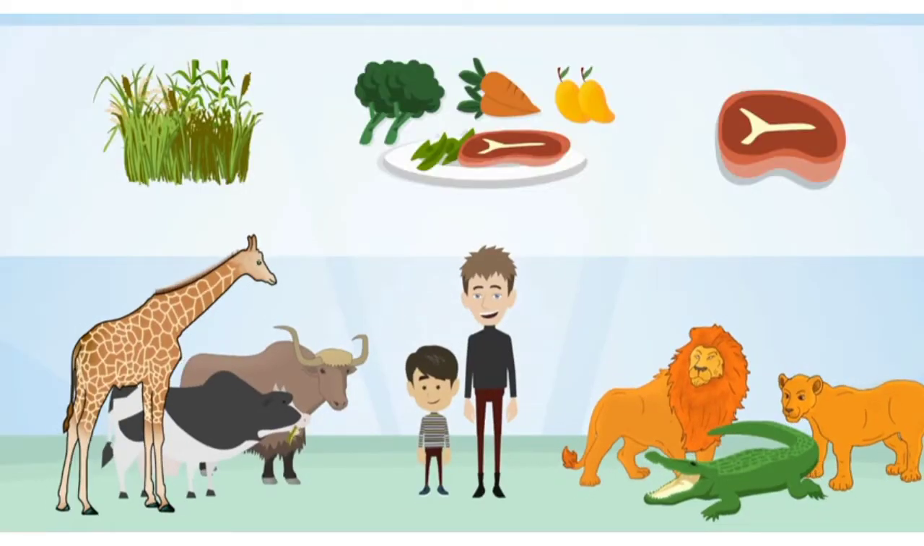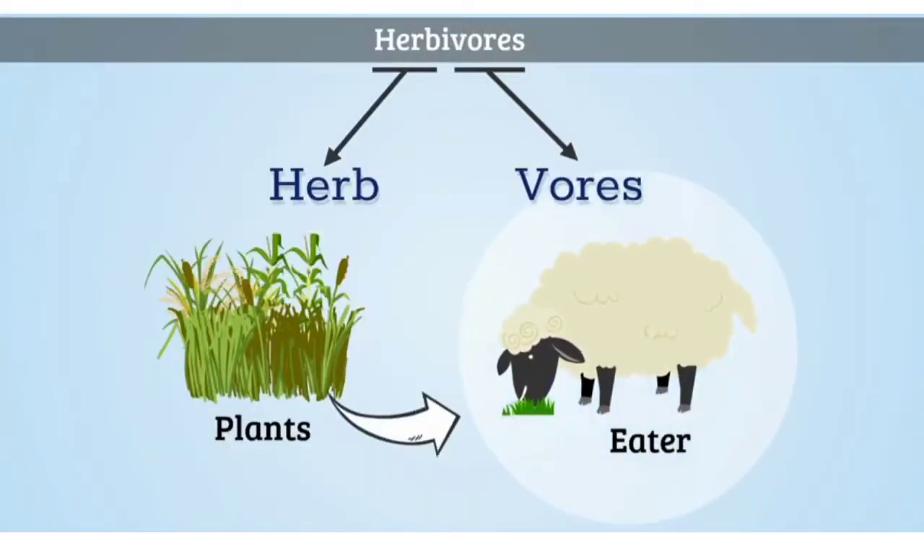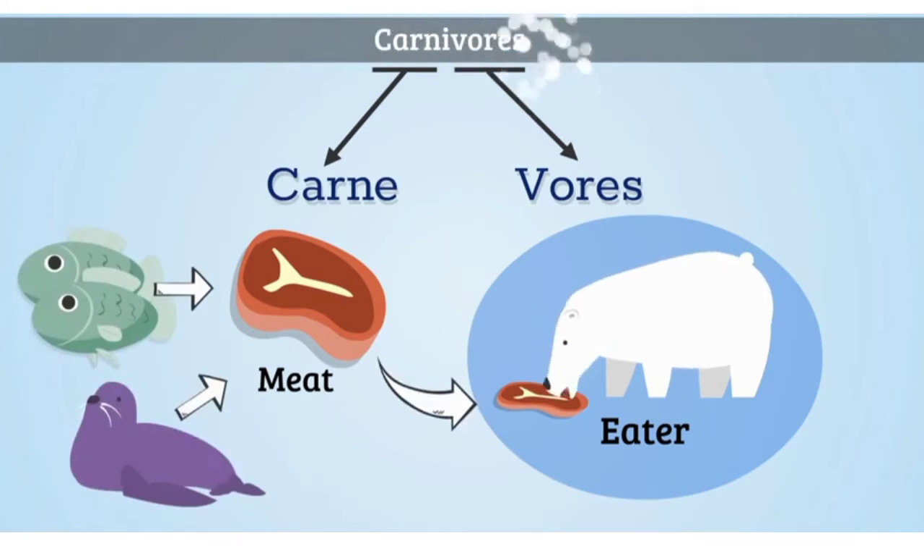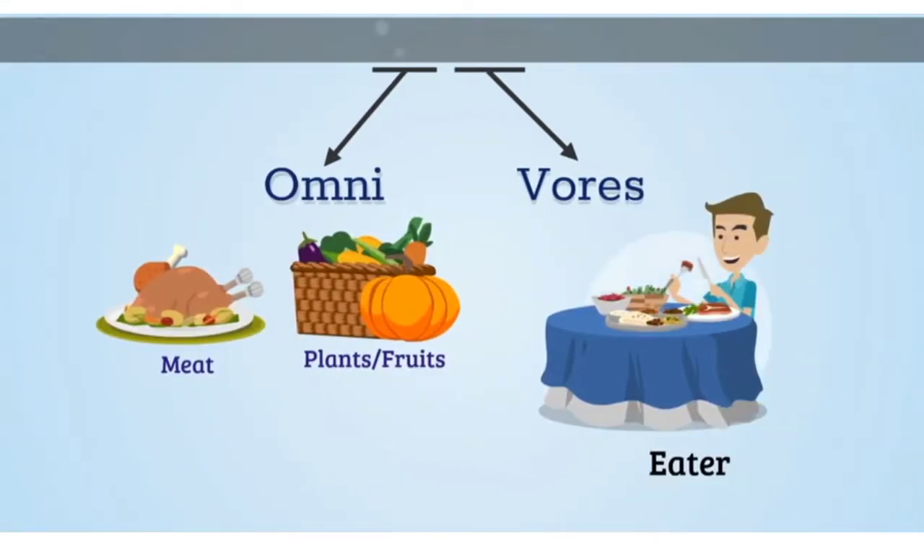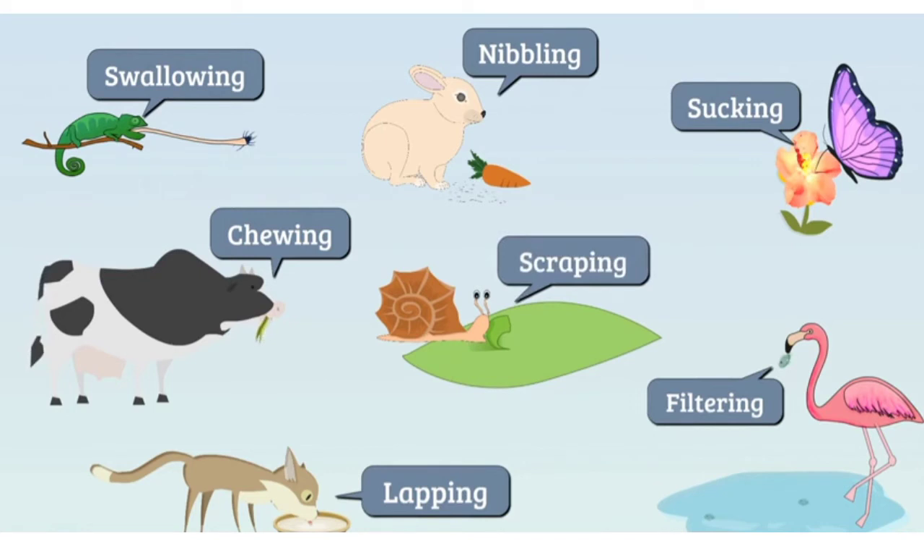Animals obtain their food either from plants or by eating other animals. Different animals have different food. Those which eat only plants are herbivorous animals. Those who eat other animals are carnivorous. And those who eat both plants as well as other animals are omnivorous. They also have different ways of eating their food. In this video, we will talk about different ways with which animals eat their food.